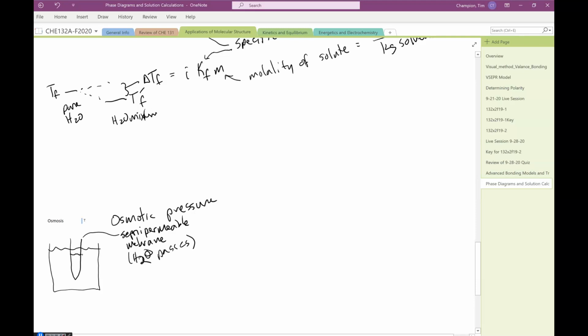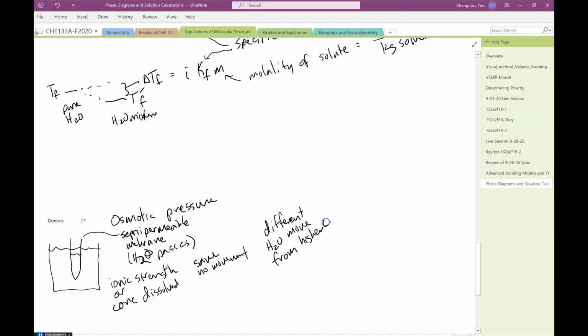If the ionic strength, or the concentration of dissolved ions or dissolved molecules, is the same, you get no movement. If they're different, then the water molecules move from the higher concentration or ionic strength to the lower one.